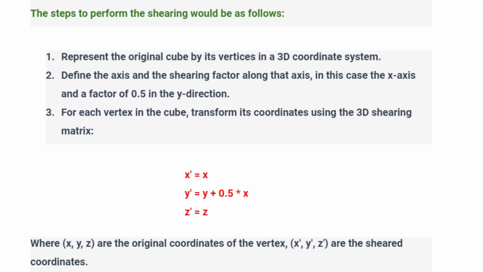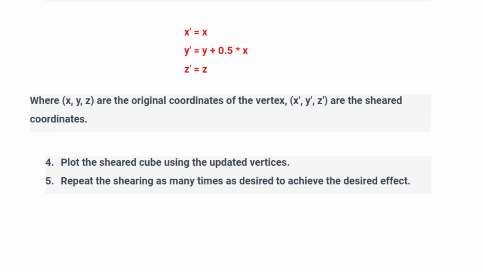X' is equal to x. Y' is equal to y plus 0.5 times x. Z' is equal to z, where x, y, z are the original coordinates of the vertex, and x', y', z' are the sheared coordinates. Plot the sheared cube using the updated vertices. Repeat the shearing as many times as desired to achieve the desired effect.